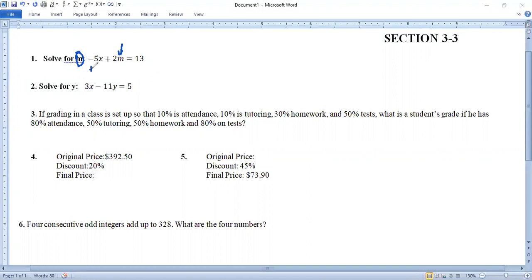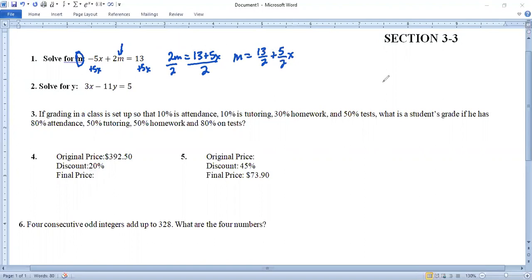Add 5x to both sides. Add 5x, and we get 2m equals 13 plus 5x. Get m by itself by dividing by 2, divide by 2, and we get m equals 13 plus 5x over 2. And you can write that as 13 over 2 plus 5 over 2 x if you wanted to, but either one of those would be just fine.